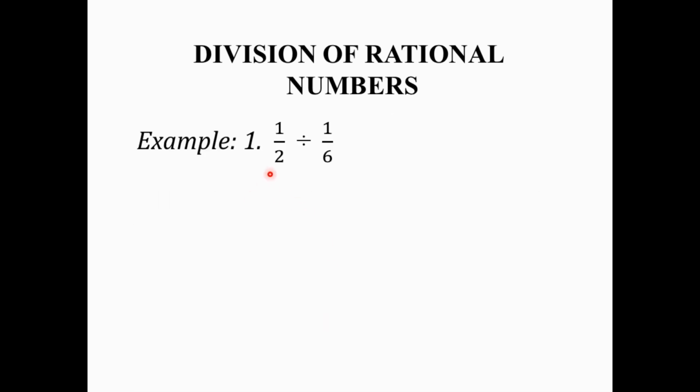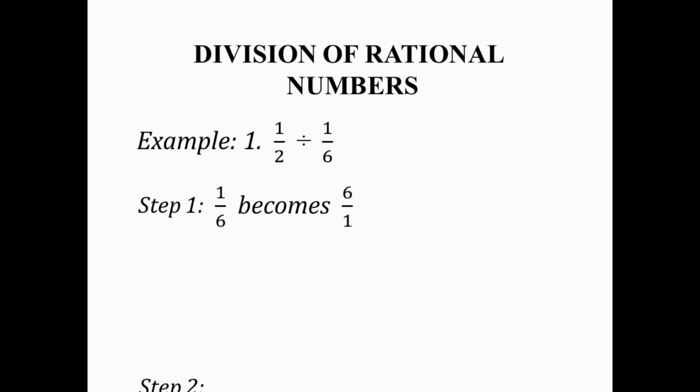Example number 1. 1/2 divided by 1 over 6. Okay guys, take note, once you're dealing with multiplication and division of fractions, it is not necessary that the fractions are similar. Okay? So we will now follow the steps. Step number 1. 1 over 6, the divisor, will become 6 over 1. So this is now what we call the reciprocal of 1 over 6.